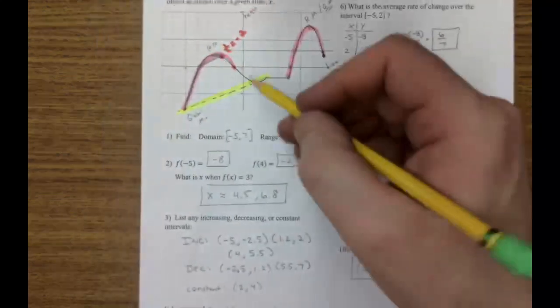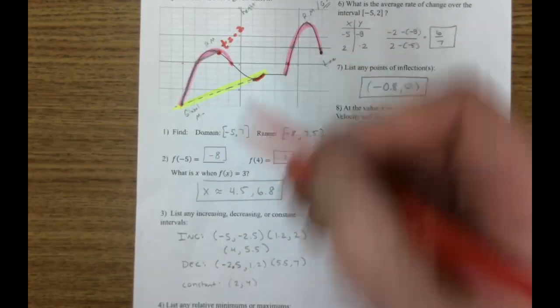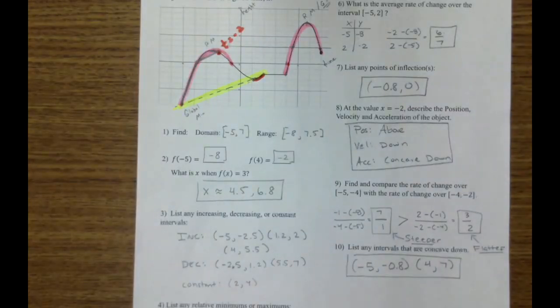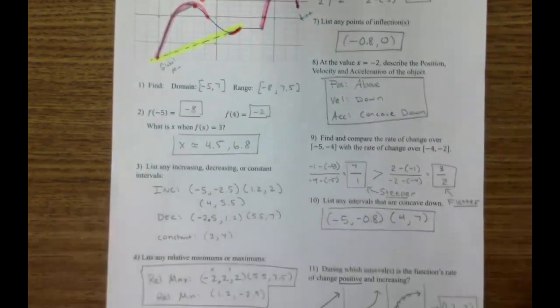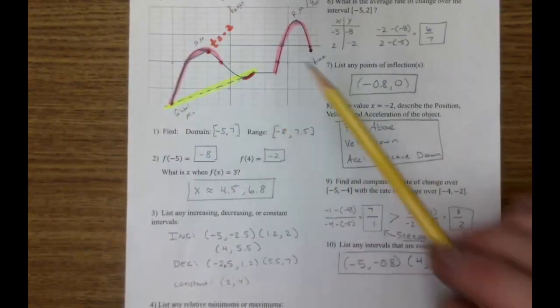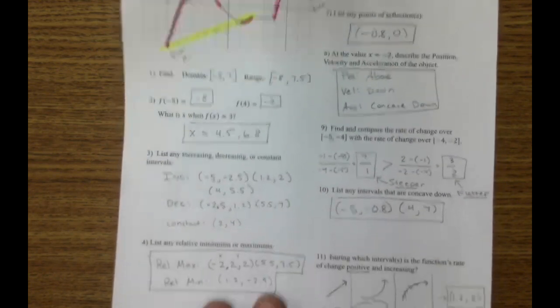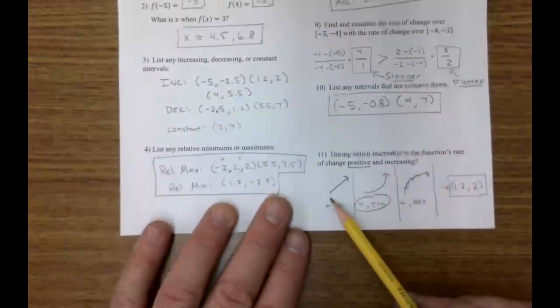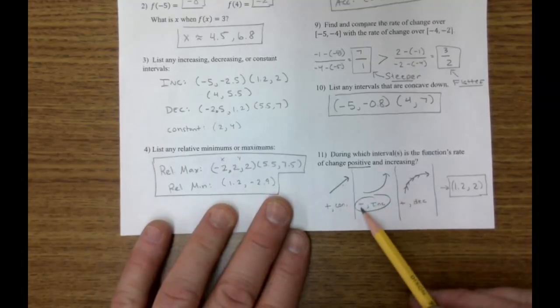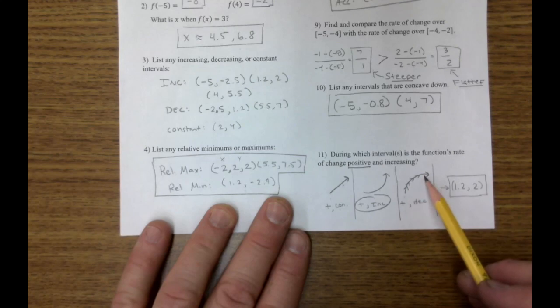So that only happens on this little tiny interval right here. That little section of the graph from 1.2 to about 2. It's going up at a faster and faster rate. It's going up in concave up. This is going up constant, going up, concave up, going up, concave down. So it can be going up and concave down.